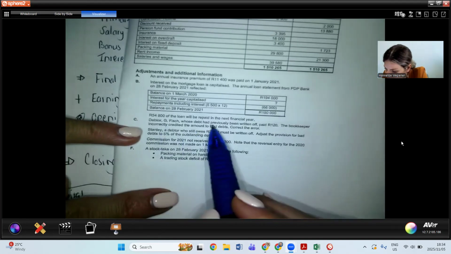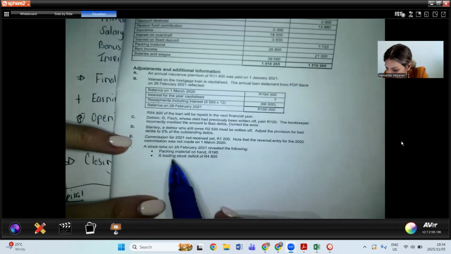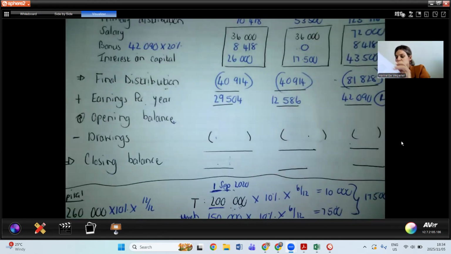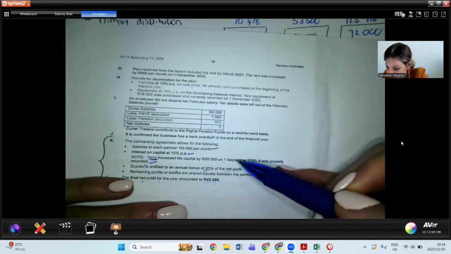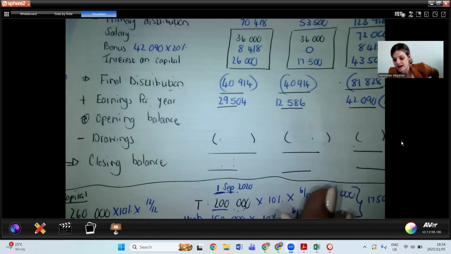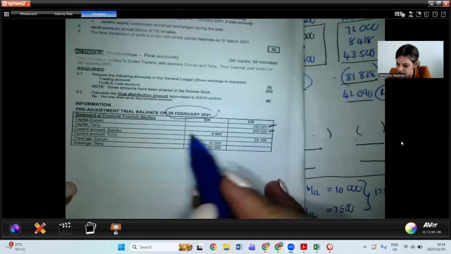Then a debtor being written off, that's not anything for us. Another debtor, stock take, commission, so nothing with regards to drawings or opening and closing balances, rent, depreciation, an employee, and an overdraft. So nothing with regards to our ledger accounts. And then the reason for that is most probably because this wasn't actually the question. The question was something completely different. So we're going to use the balances in our pre-adjustment trial balance.